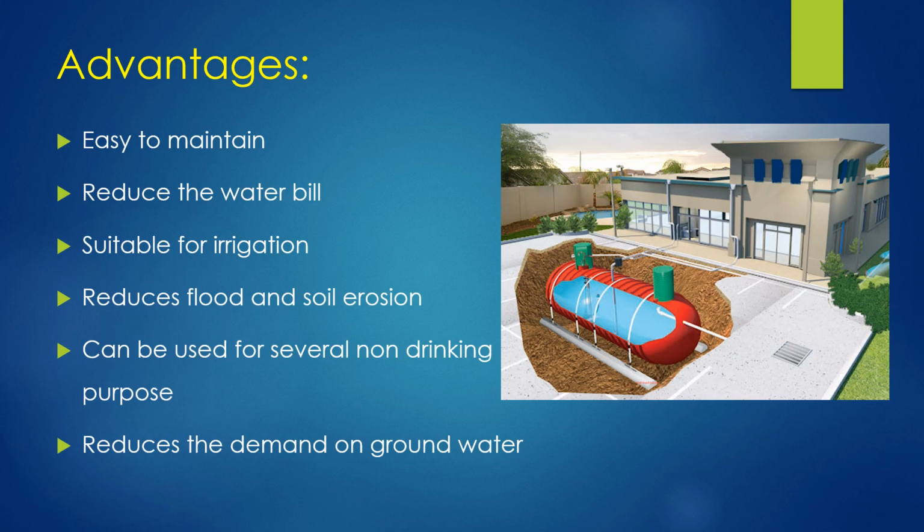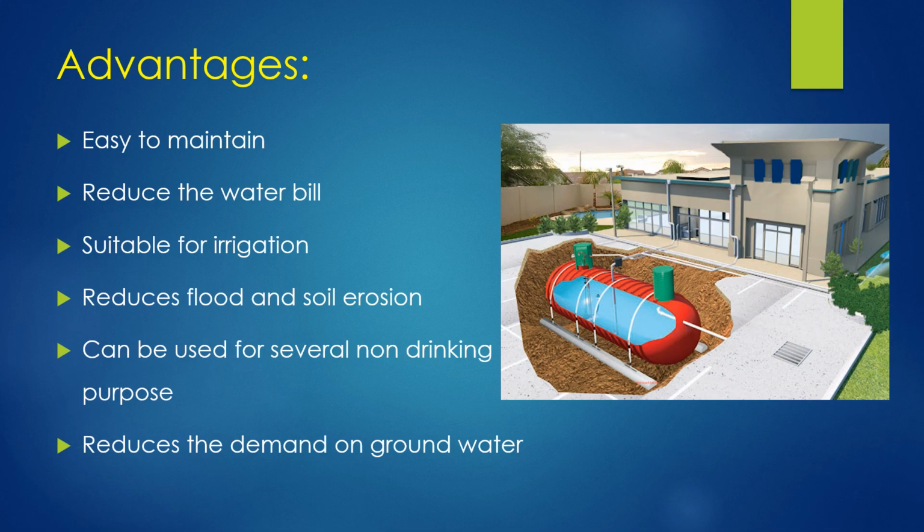The advantages of rainwater harvesting. The main advantage is that it is easy to maintain. As we have already saved the water from the rain, we have an adequate amount of water. So this reduces the water bill we consume. It is also suitable for irrigation. As we saw, it reduces flood and soil erosion.